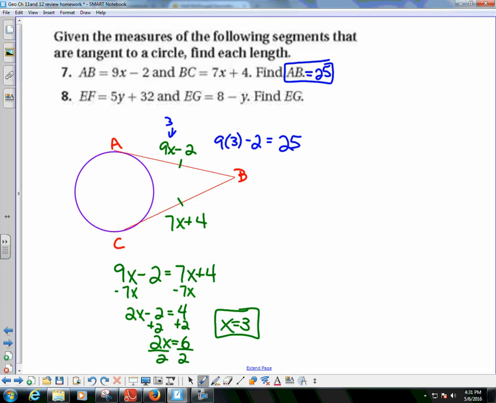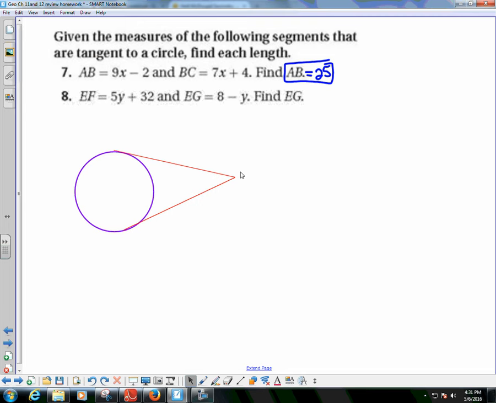All right, I'm going to go through and erase all of that stuff. And it says EF is equal to 5y plus 32 and EG. So my common point outside the circle is E. So if I say this is EF and this is EG, and they are tangent to the circle from the same point, which means that these two segments are congruent to each other. Segment EF is 5y plus 32, and segment EG is 8 minus y.